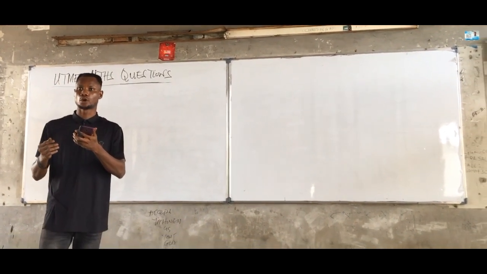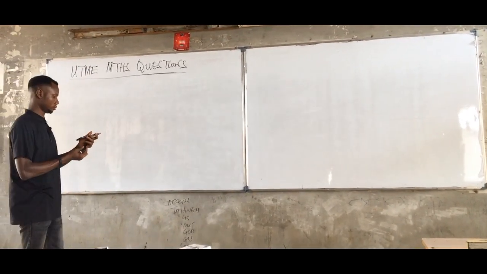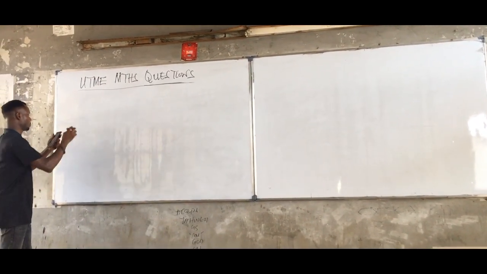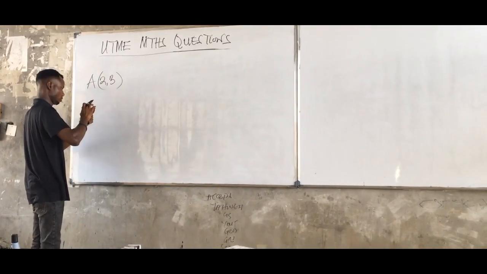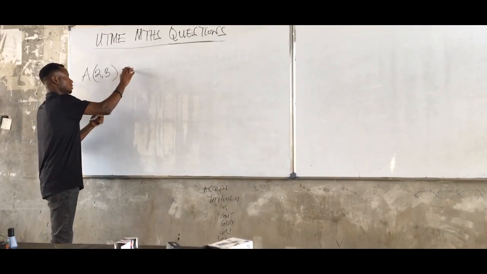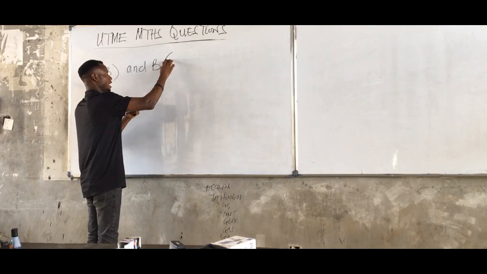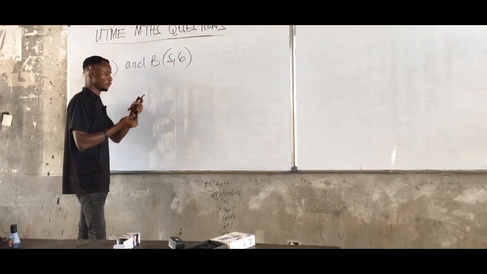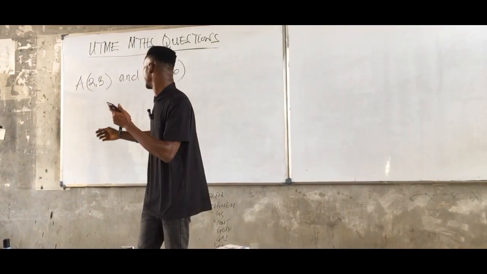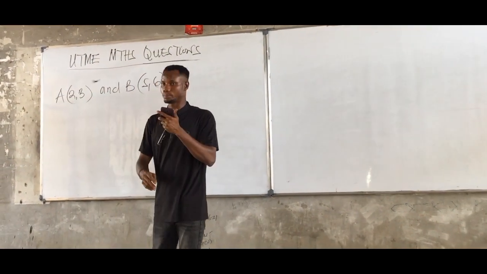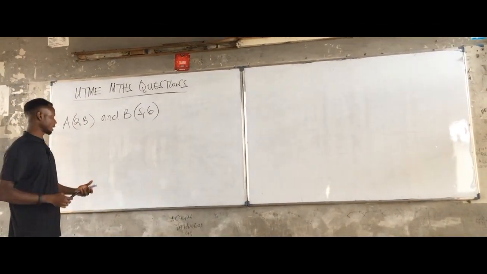Find the midpoint of the point A, 2, 3, and point B, 5, 6. Let's try to solve this, please.